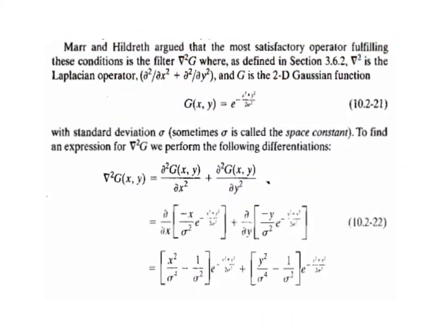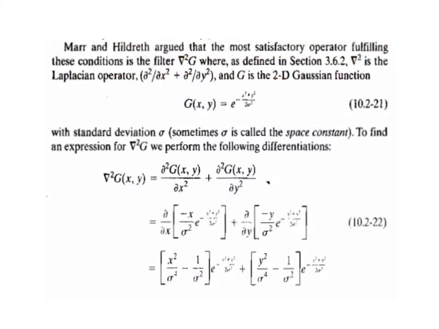And second, it should be capable of being tuned to act at any desired scale, so that large operators can be used to detect blurry edges and small operators to detect sharply focused fine details. Marr and Hildreth argue that the most satisfactory operator fulfilling this condition is the filter del square G, where del square is the Laplacian operator, del square by del x square plus del square by del y square, and G is the 2D Gaussian function.